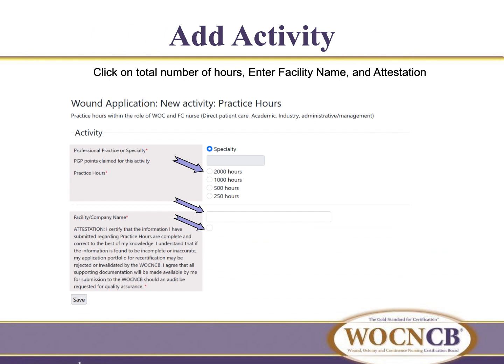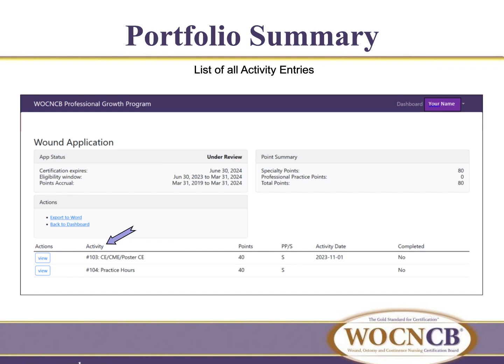You'll click on the correct total of practice hours for your entire 5-year period, and the system populates the point value for you. Next, enter the facility name and also click the attestation statement. Then click Save. We are back to the wound application summary, and the new entries are on your list.